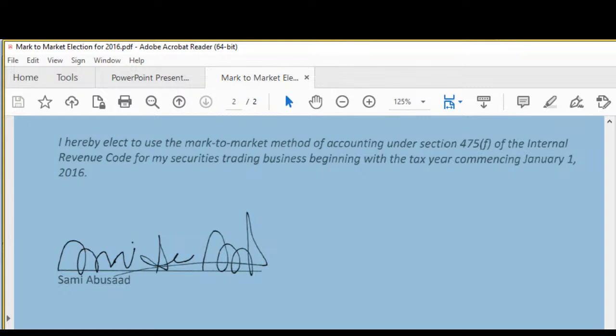Unless you open a separate account, and in the title of the account you call it Sami Abu Saad's long-term trading, and you specifically ask the broker not to use mark-to-market accounting, that they use cash accounting for that account. Then you can trade any long-term plays that you want in that account, and they will not be marked to market, but they have to be separate from your other mark-to-market accounts. So that's the benefit of the mark-to-market accounting.